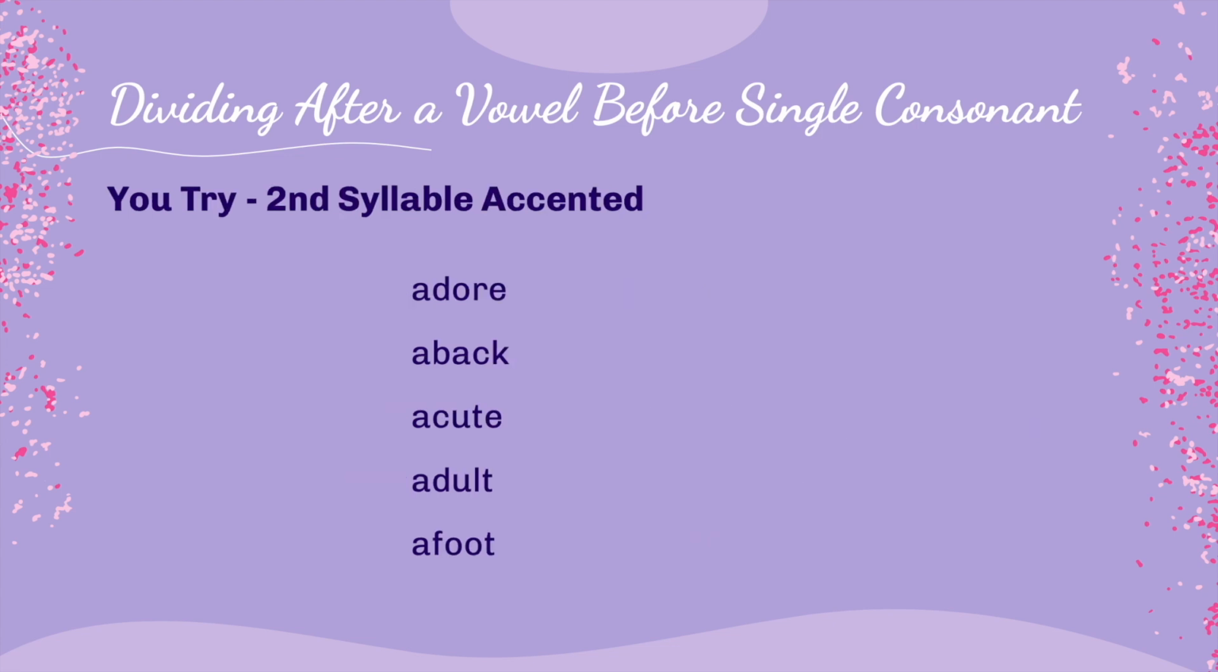I want you to try on these words. Split after the vowel, before the single consonant, and remember that the A at the beginning of the word is going to schwa. Adore, aback, acute, adult, O says in this word, afoot. Did you remember to accent the second syllable? It's not adore, it's adore. It's not aback, it's aback.